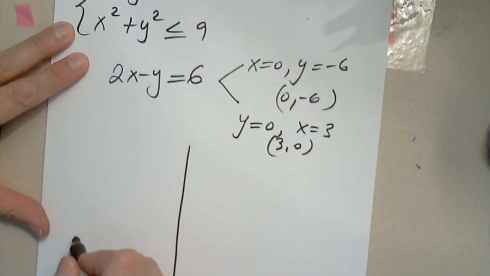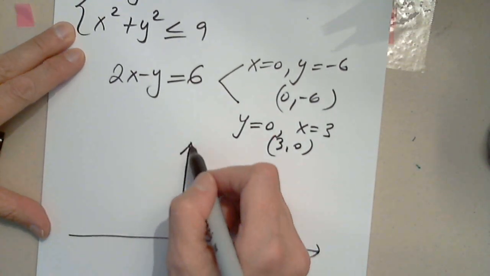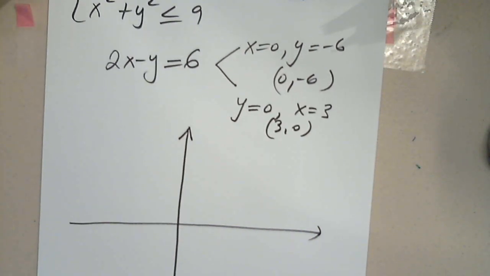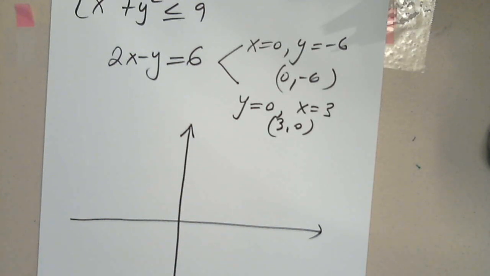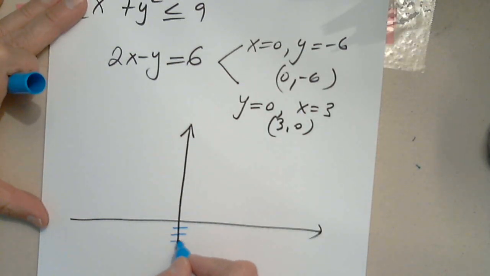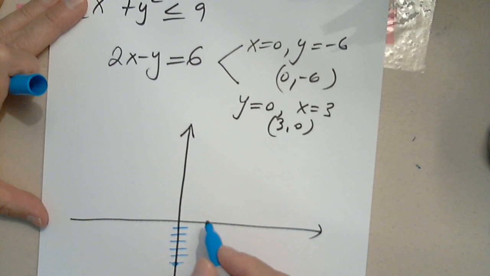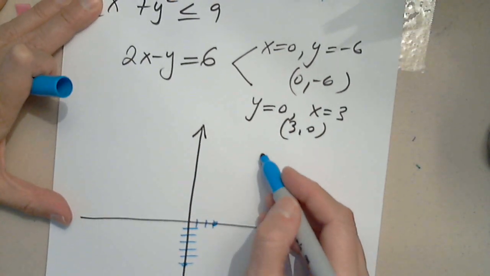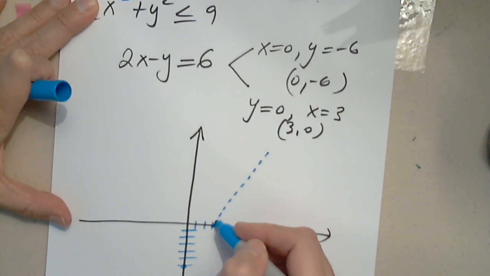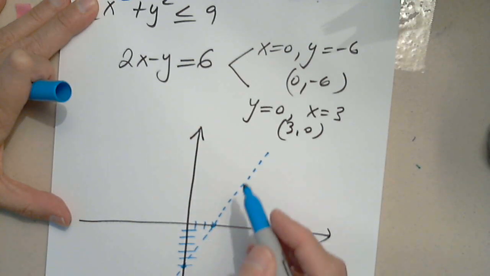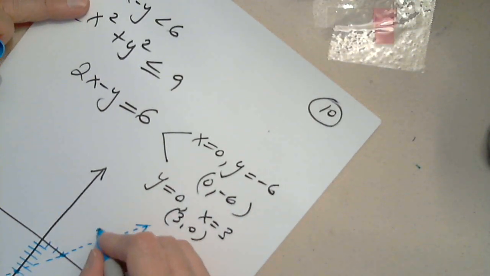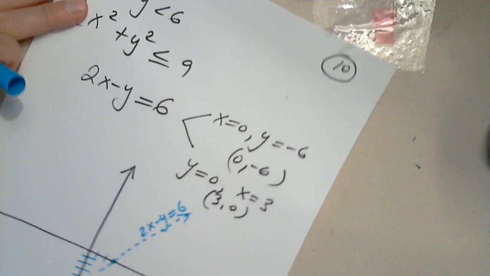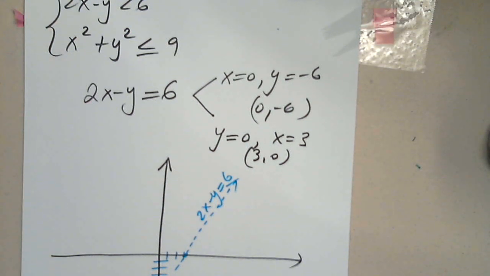I did this fast because we all know by now how to graph linear functions. We shouldn't even talk about it. But of course I will go back and explain again if there is any question. 0, negative 6, and 3 comma 0. It is not a solid line. I write on it 2x minus y equals 6. I did not graph the inequality yet.